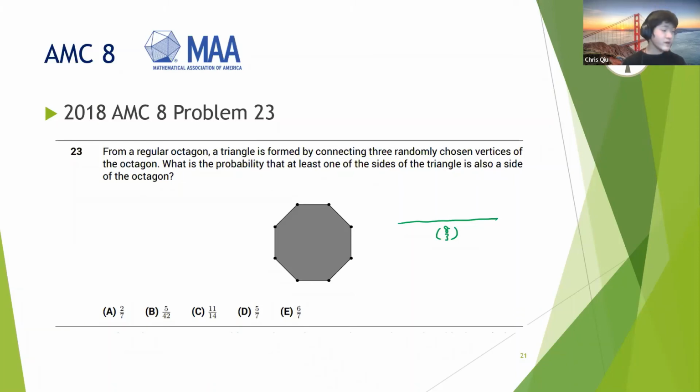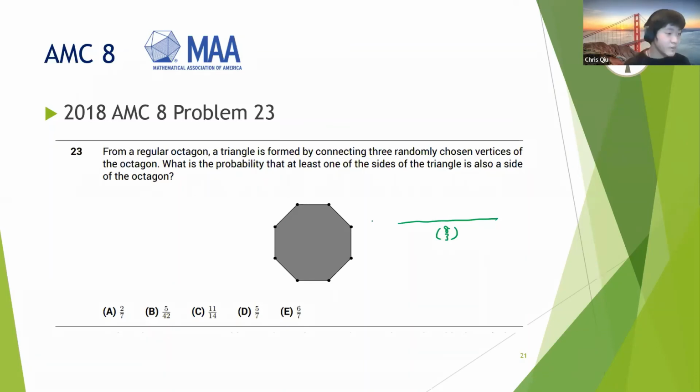And so we want to find the probability that at least one of the sides of the triangle is also the side of the octagon. So when you see this, you might think that it may be easier to count what's not given by the problem statement. So it might be easier to find the probability that none of the sides of the triangle are also a side of the octagon. So what we're doing here is, again, taking the complement and finding that.